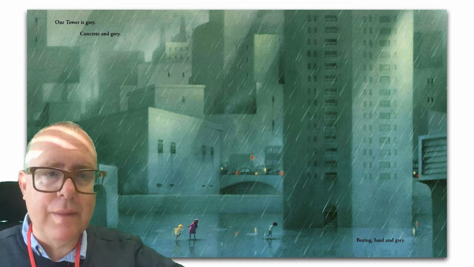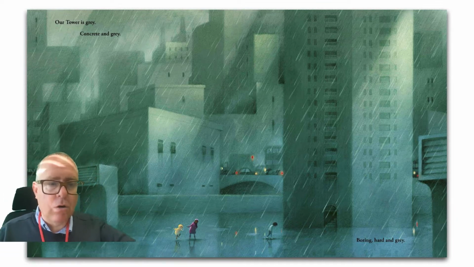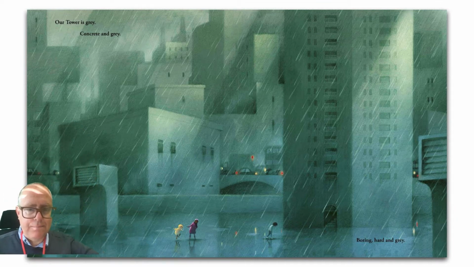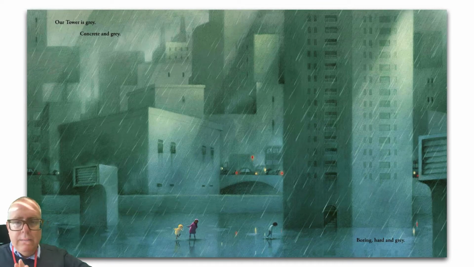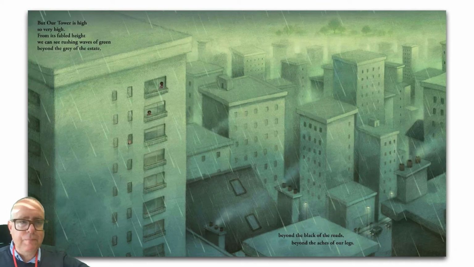Our tower is grey, concrete and grey, boring, hard and grey. But our tower is high, so very high. From its fabled heights we can see rushing waves of green beyond the grey of the estate, beyond the black of the roads, beyond the aches of our legs.